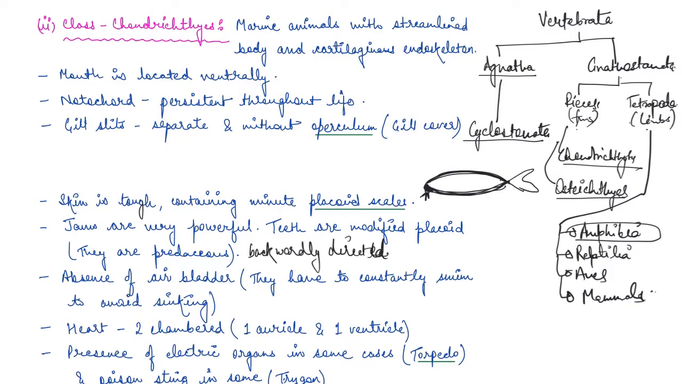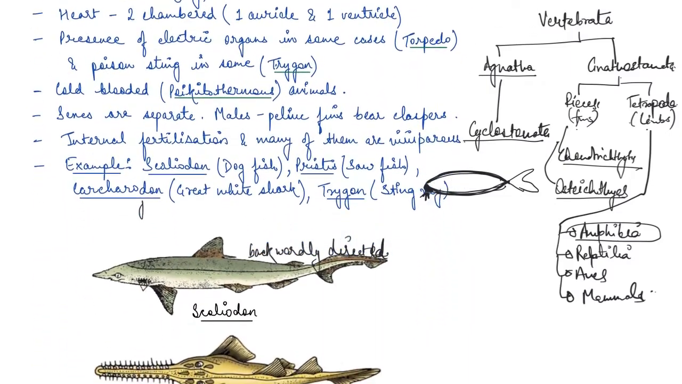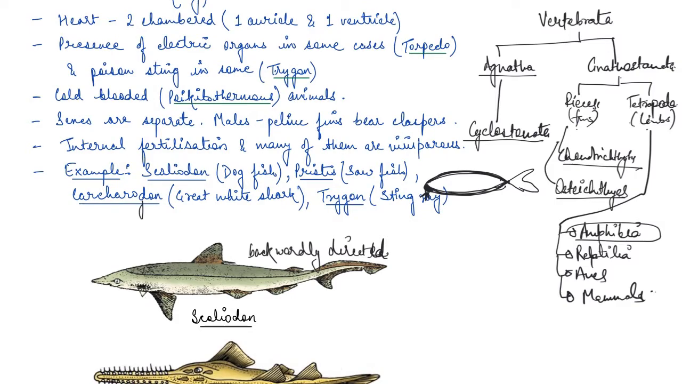Okay, now the heart. So the heart is two-chambered, which has one auricle and one ventricle. Then they have electric organs in some cases. So fishes like Torpedo have electric organs, and some have a poison sting, like Trygon. So there are some fishes which have modified organs as well. This is basically for protection from predators.